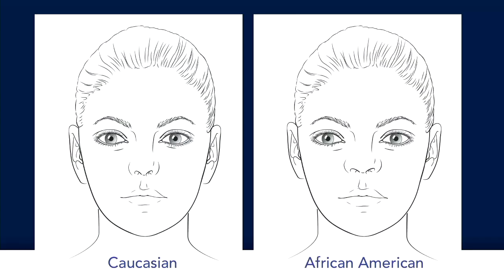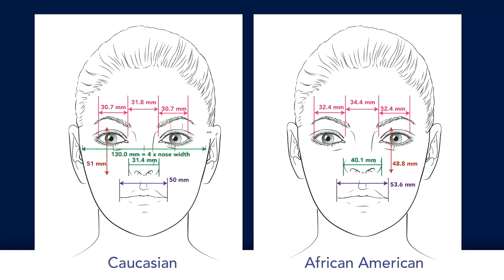So let's look at a Caucasian female versus an African American female. Generally speaking, there's a broader nasal width, a broader eye fissure, and a broader intercanthal distance, and this is the measurement according to Farkas. So 32.4 versus 30.7, 34.4.